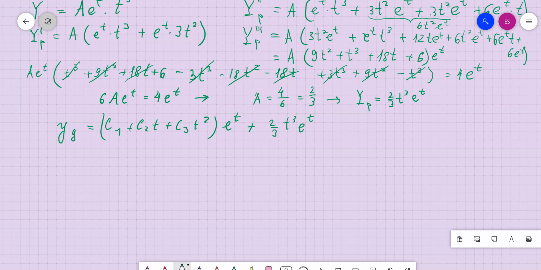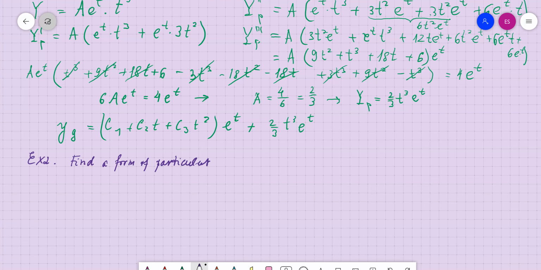Okay, so let me change the color. Example number 2. Find a form of particular solution. Usually it's going to say, do not calculate the coefficients.